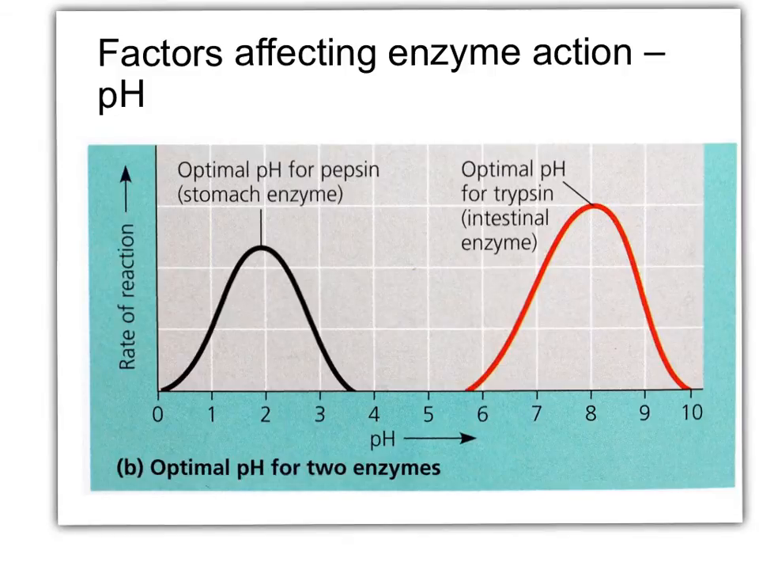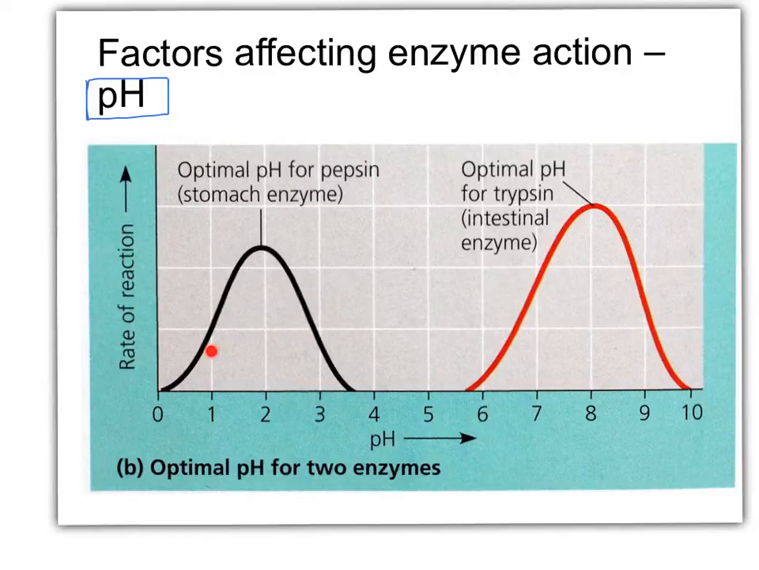Now, if we look at pH, we can see that different enzymes might have slightly different optimums. So if we look at the black line, we can see this is a pH curve, okay, for pepsin. Now, pepsin is a protease that is in the stomach. Okay, so if you have a look, the optimum pH, the best pH for this protease, pepsin, to work at is about pH 2. If you go outside the range, so between 3 and 4, the enzyme's going to denature and it's not going to work.